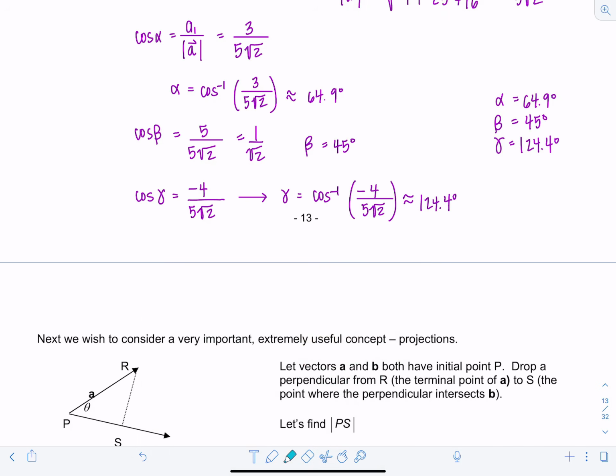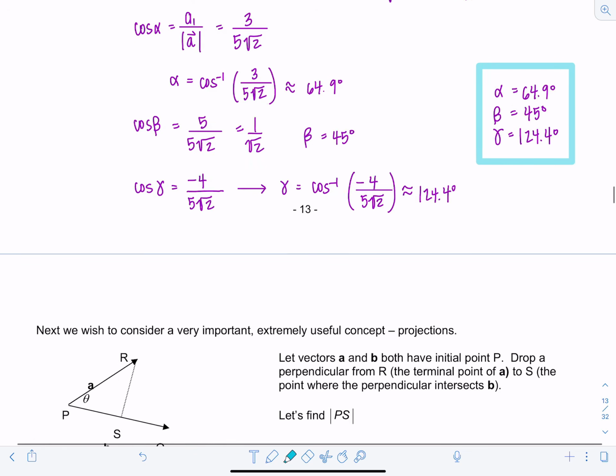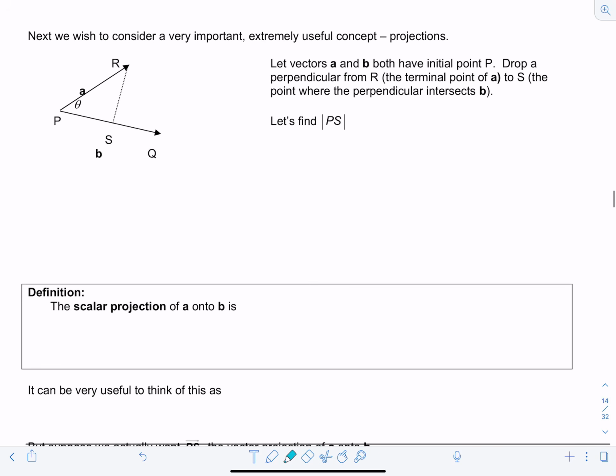All right. Now we're going to move on to a very important topic: projections. To begin our discussion of projections, we're going to look at two vectors here, A and B, and they have the same initial point P. What we're going to do is drop a perpendicular from R, which is the terminal point of vector A, to S. So this is a 90-degree angle here. And what we want to do is find the length or the magnitude of PS.